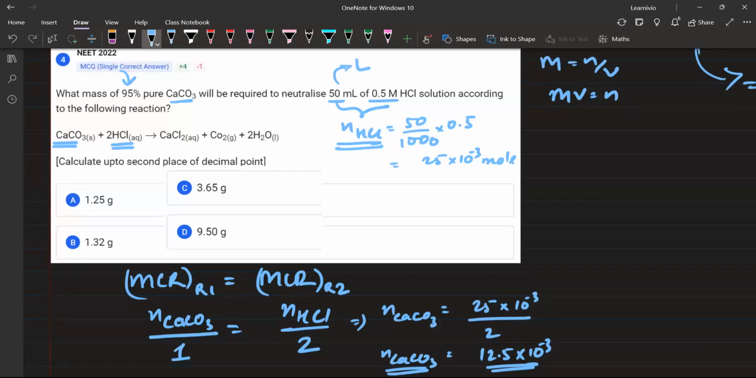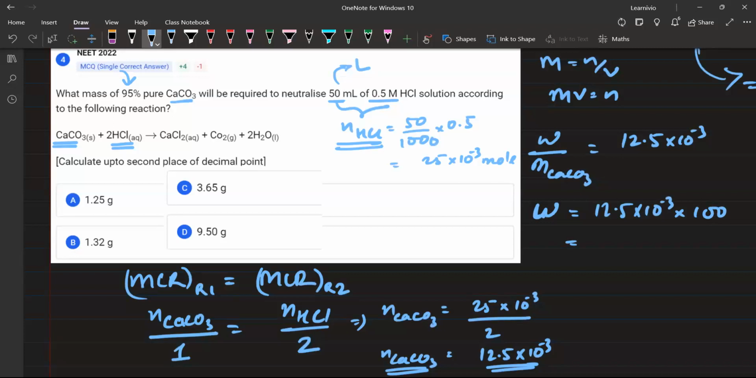Now, what is the mass of CaCO3 that will be required? Number of moles is equal to the mass of CaCO3 divided by the molar mass of CaCO3. This is equal to 12.5 into 10 to the power minus 3. Now, the given mass will be equal to 12.5 into 10 to the power minus 3 multiplied by the molar mass, 100. So this will be equal to how much? 12.5 into 10 to the power minus 1, because 10 to the power 2 minus 3. It will be 1.25. So this is the mass of CaCO3 that you require.